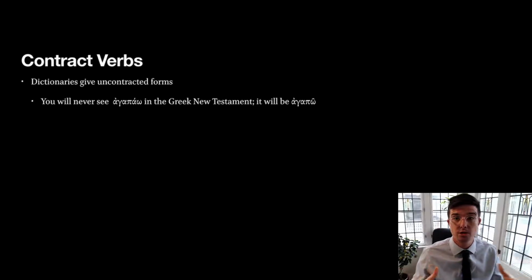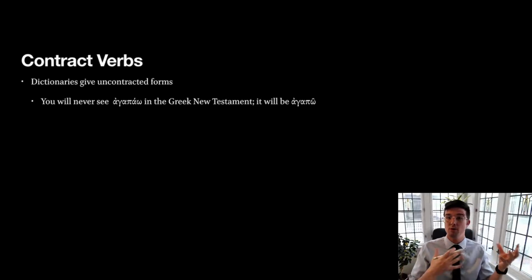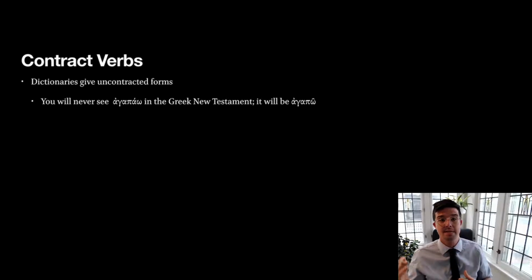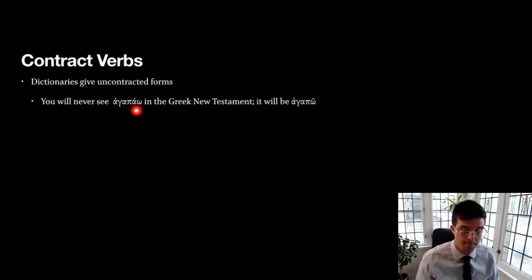So dictionaries, when you look up one of these verbs in a dictionary, what it's going to give you is an uncontracted form. So a word like agapao, you'll see this in the dictionary, but you'll never see the word agapao in the Greek New Testament or in a homework assignment, because the contraction would actually take place. And the contraction of this, the omega, is going to win out. It's going to swallow up the alpha, and you're going to have agapo with a circumflex over it.